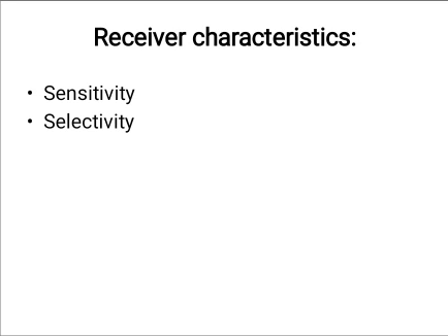What are the characteristics of a radio receiver? First one, sensitivity. Sensitivity is defined as the ability of a receiver to respond to weak signals. The sensitivity of a receiver is expressed in microvolts. Next, selectivity. Selectivity is defined as the ability of a receiver to distinguish between the desired signal and unwanted signals, or the ability of a receiver to reject an unwanted signal.